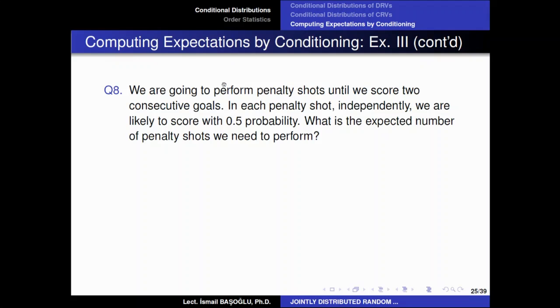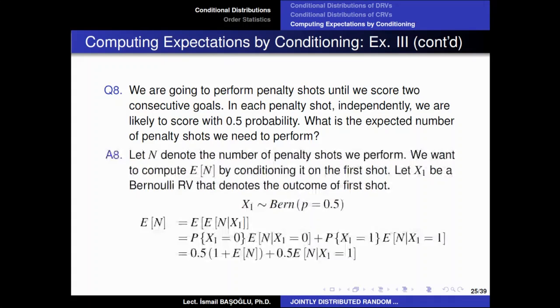In fact, we can solve this question by simulation, but you are going to learn about this in your future simulation courses. I am going to solve this question in another way. I'm going to use the conditional expectation formulation.